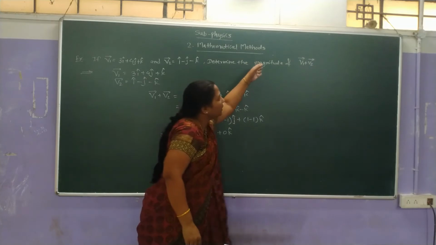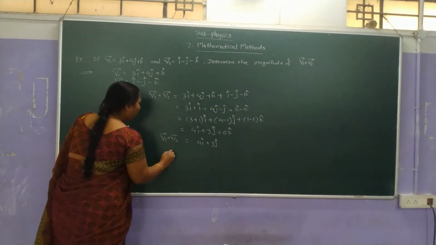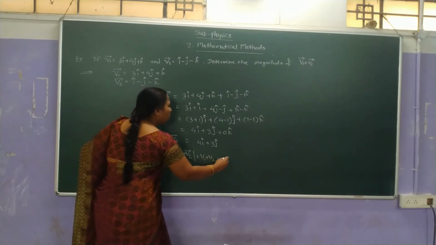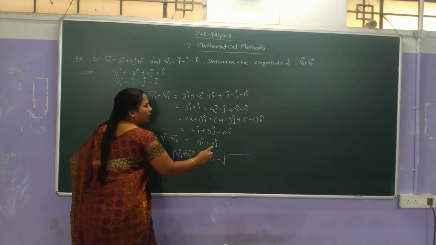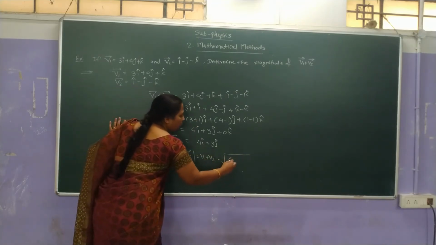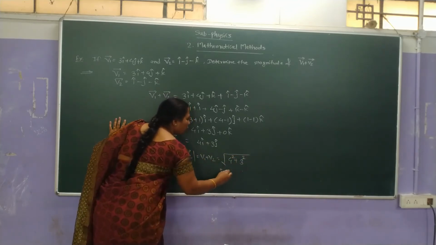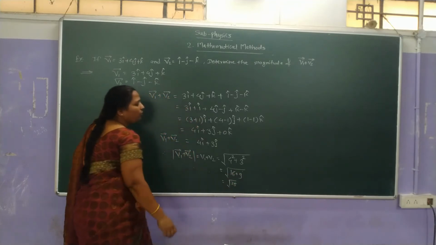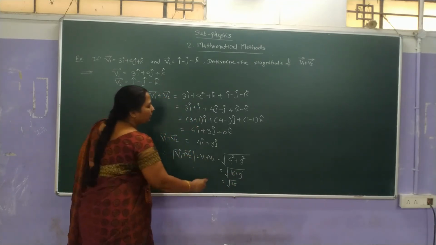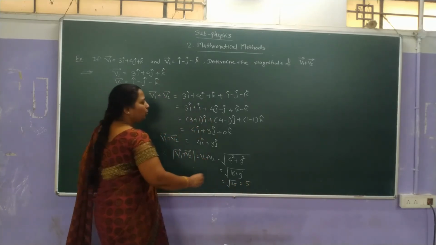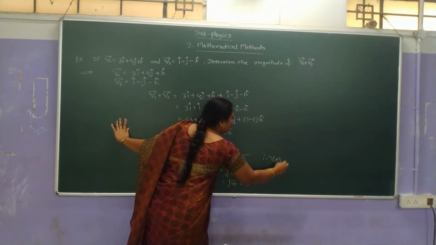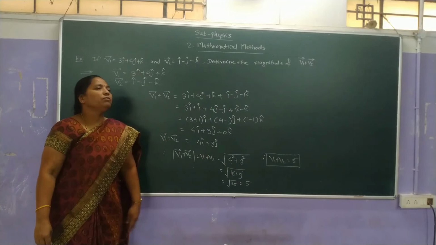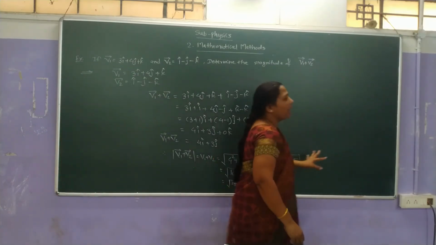Then calculate the magnitude of v1 plus v2. Therefore, the magnitude of v1 vector plus v2 vector is equal to the square root of the sum of the squares of the components, means 4 square plus 3 square. 4 square is 16 plus 3 square is 9. Taking the square root, square root of 25, since 16 plus 9 is 25, is equal to 5. Therefore, the magnitude of v1 plus v2 is 5.